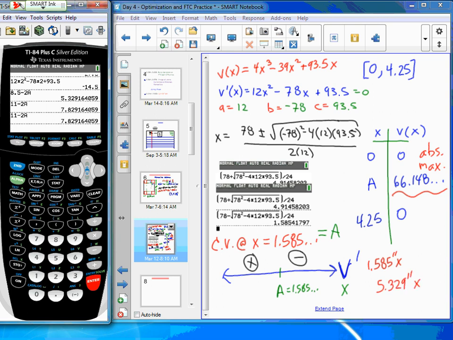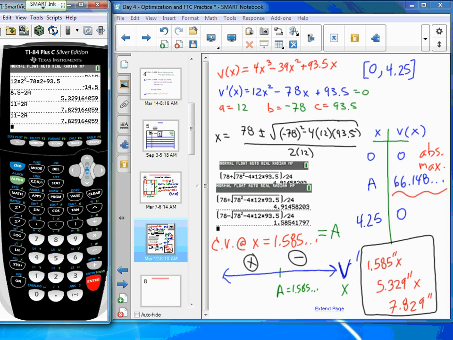And lastly, 7.829 are the dimensions of the box that maximize volume. That was a pretty sweet problem.